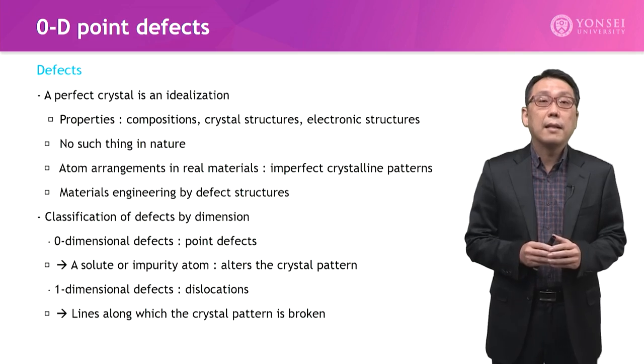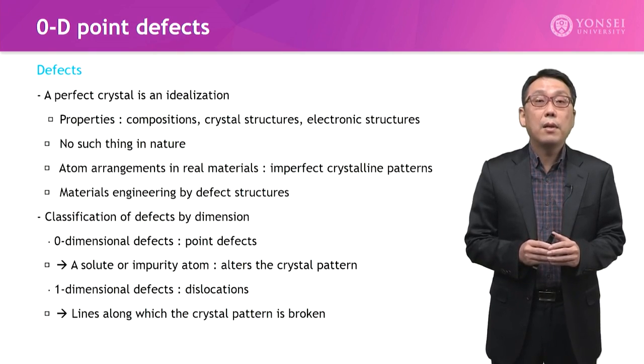Defects in crystals can be classified into several categories according to their dimensions. Zero-dimensional defects are point defects, such as a solute or impurity atom which alters the crystal pattern. One-dimensional defects are dislocations. They are lines along which the crystal pattern is broken.